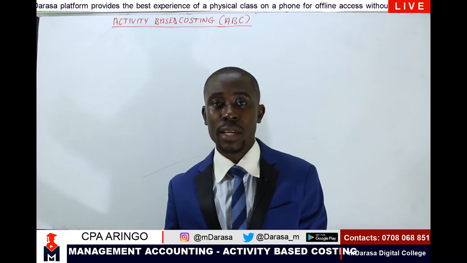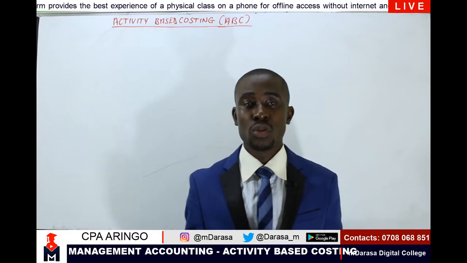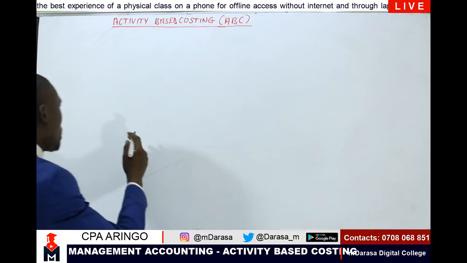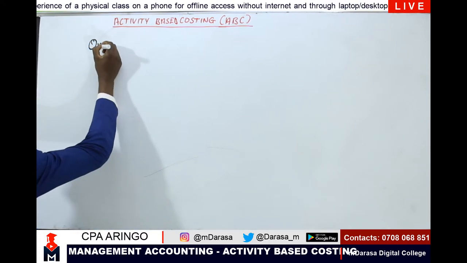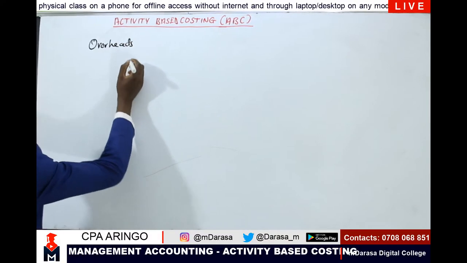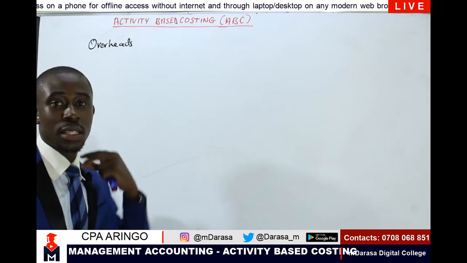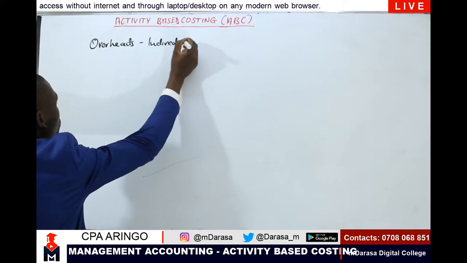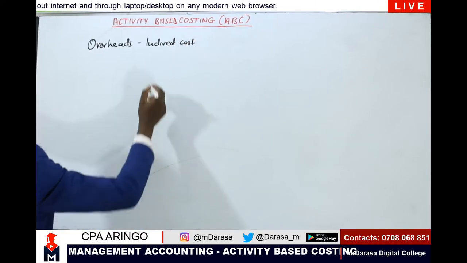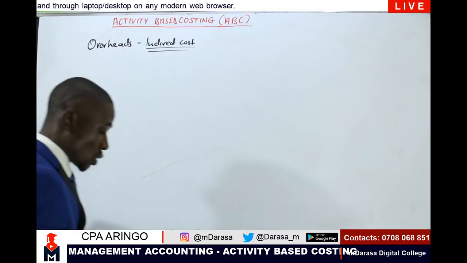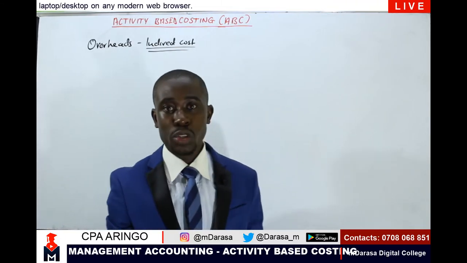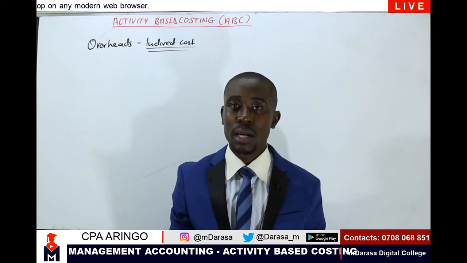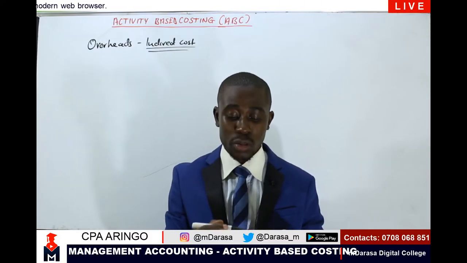Also looking at activity-based costing, this concept is just the same. We'll be looking at ways of allocating our overheads. And whenever you're talking of overheads, just as we had mentioned earlier on, these are indirect costs. So we are looking at ways of allocating our indirect costs so that we can achieve the cost of a product, that is, a cost per unit.